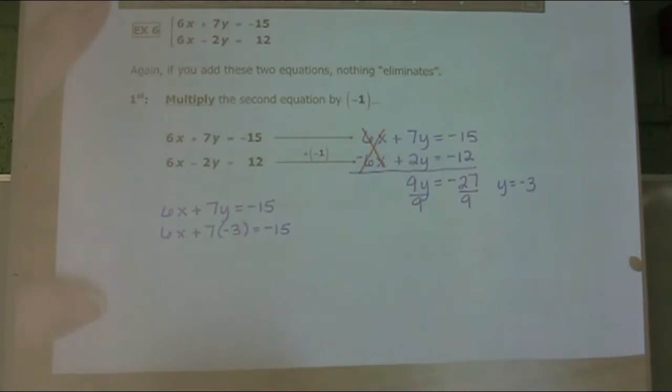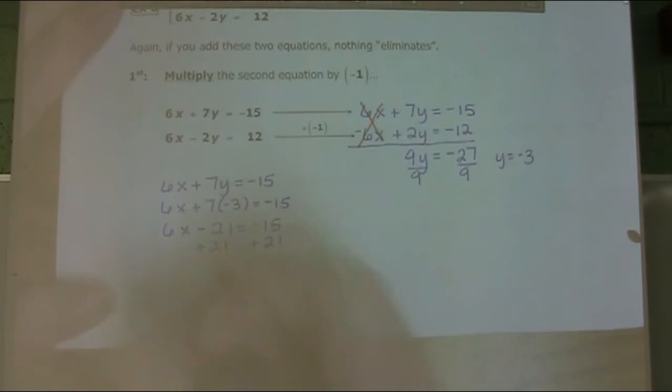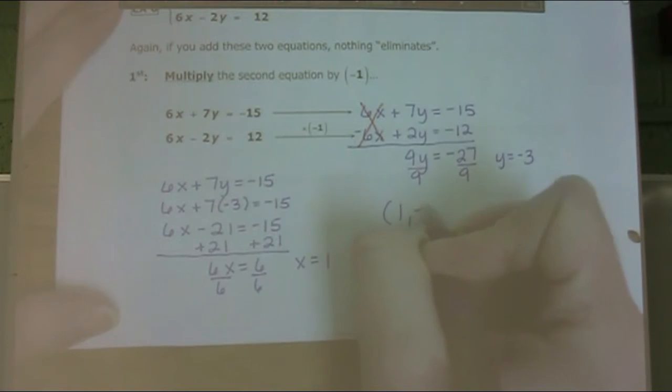Seven times -3 is -21. So 6x minus 21 equals -15. Add 21 to both sides, and I've got 6x equals 6. Divide both sides by 6. That gives me x equals 1. So my solution is 1, -3.